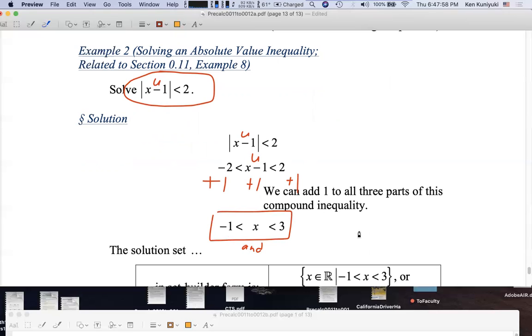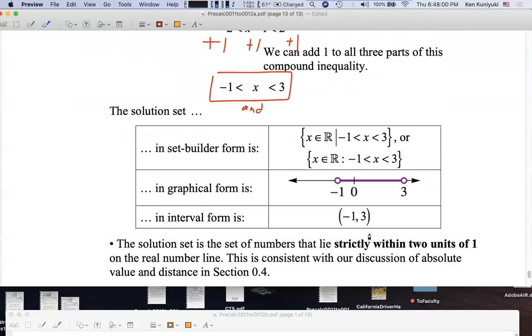It's a compound inequality. So the solution set is the set of all real values of x strictly between -1 and 3. The graph looks like this. Technically, you're supposed to put 0, but you don't have to. In interval form, we get this. We have infinitely many solutions in here.